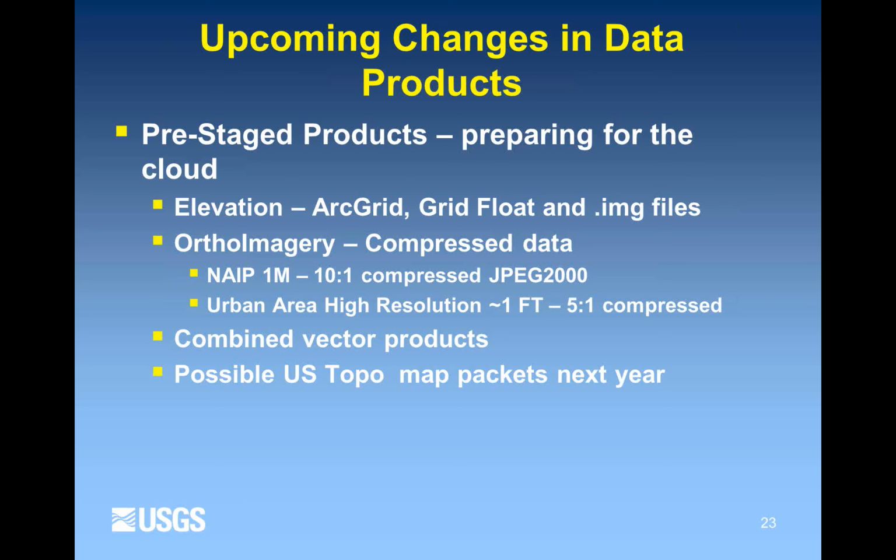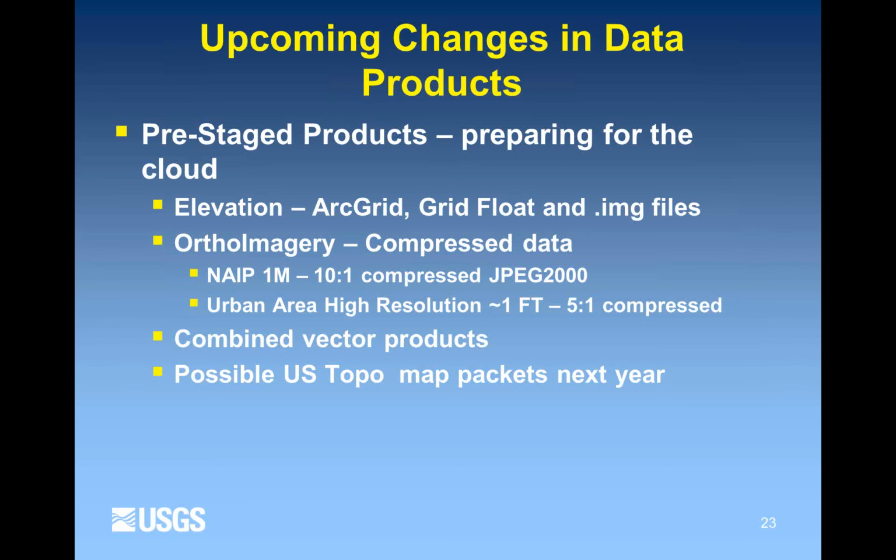We're also looking at having a combined vector product, so all of our vector layers within a US Topo quad would be there, and you could get one file that would give you boundaries, contours, hydro, and a variety of vector products. Also looking at offering more of a US Topo, which is a GeoPDF product that we have, potentially as map packets next year. There are still some things needing approval through our budget process, but our plan right now is to start offering more of a GIS-ready packet from our data.